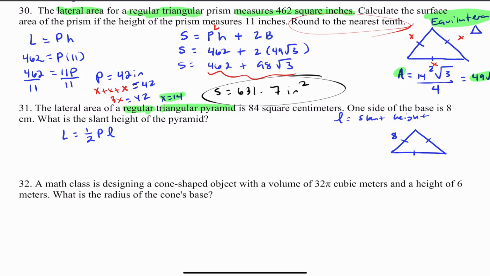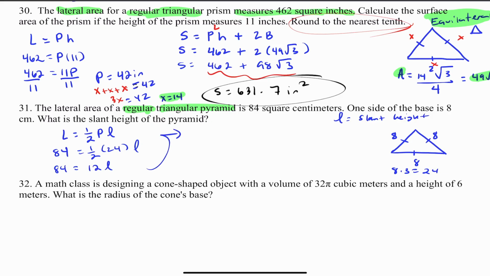So it says one side of the base is 8 centimeters. So this is 8, right? That one side of this equilateral triangle is 8. So therefore, this gets an 8 and this gets an 8, right? So now, let's go ahead and use our formula. The lateral area is 84 equals 1/2. The perimeter is 8 times 3, so that is 24 times the slant height. So then 84 equals 1/2 of 24, that is 12L.